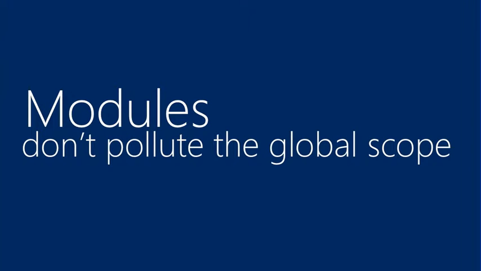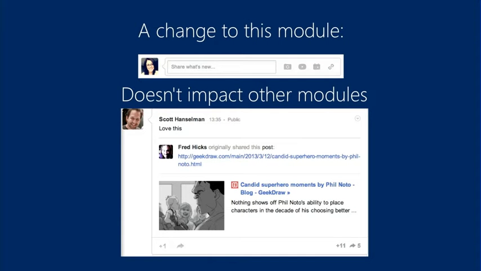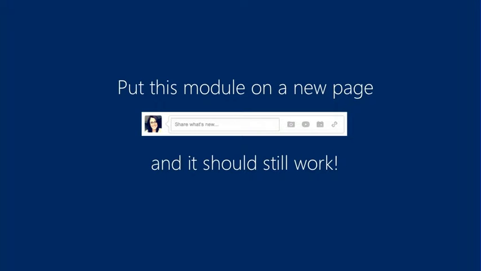And above all, the best thing about modules is it stops us from polluting the global scope. So global variables are bad in any programming language, right? And it's quite unfortunate that JavaScript makes it really easy for you to create global variables, and modules is going to help you not do that. So a change to one module doesn't impact the other. And you should be able to put a module on a new page in isolation from other modules, and it should still work in its own right.